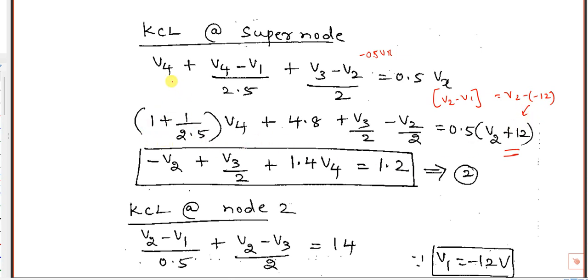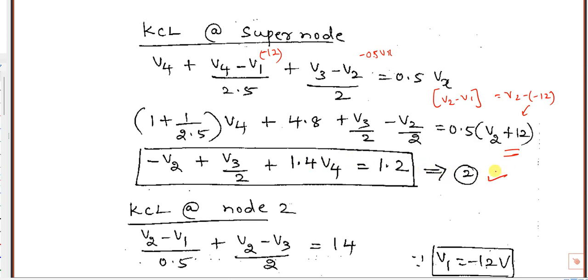Now simplify: V4 by 1 plus V4 by 1.25. Then separate the V1 term. The V1 value is already known, this is minus 12. Minus 12 by 2.5 will get 4.8, and V3 by 2 minus V2 by 2 is equal to this much. Separating V2, V3, V4, we will get this equation number 2.